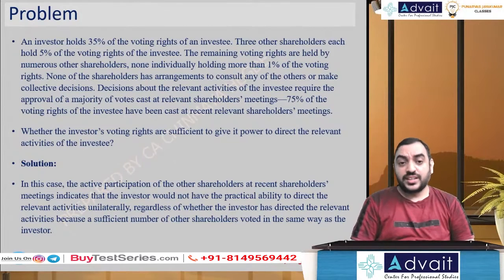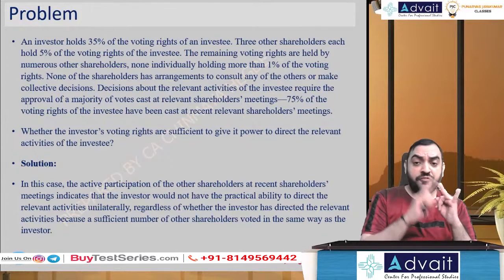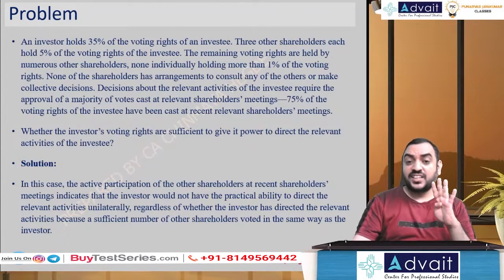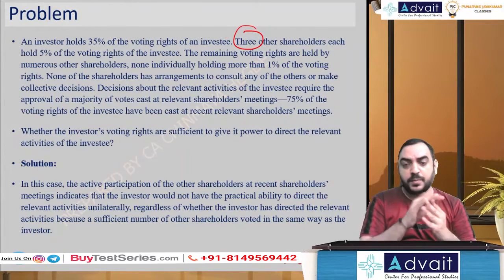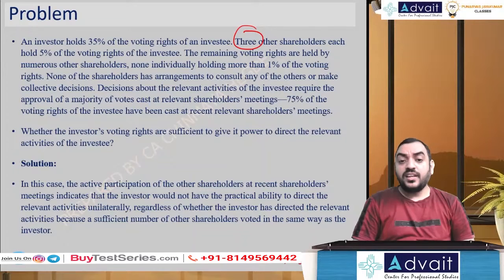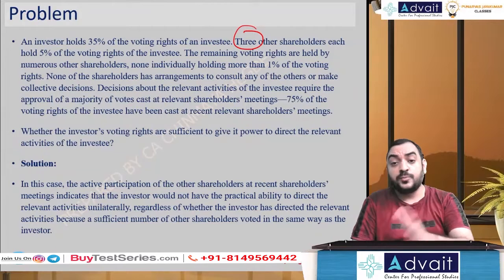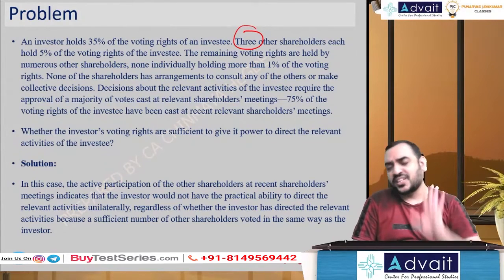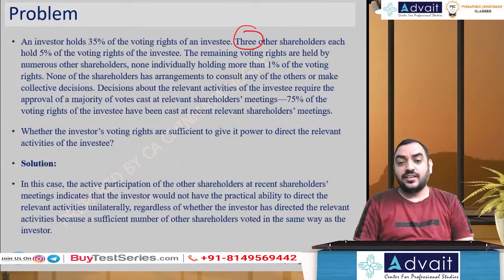An investor holds 35% of the voting rights of the investee. Three other shareholders each hold 5% of the voting rights. So 35, then 5, 5, 5. So 35 plus 15, 50% together. Remaining voting rights are held by numerous other shareholders, none individually holding more than 1% of the rights. Small shareholders. None of the shareholders has an agreement to consult any other to make collective decisions.